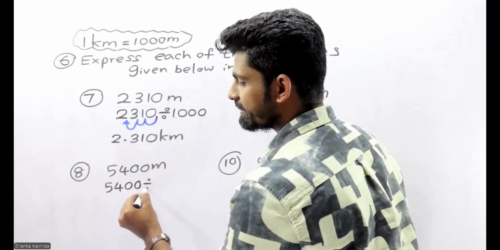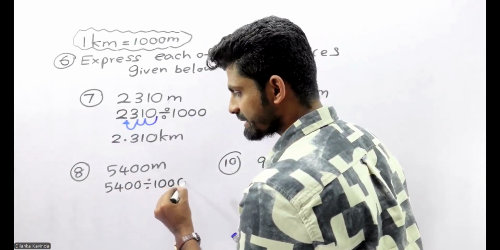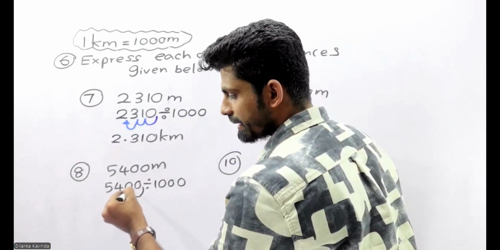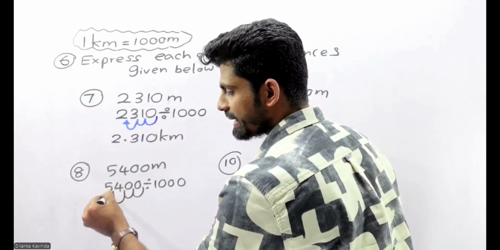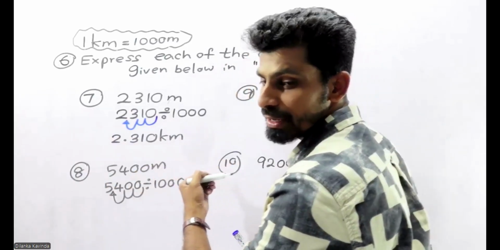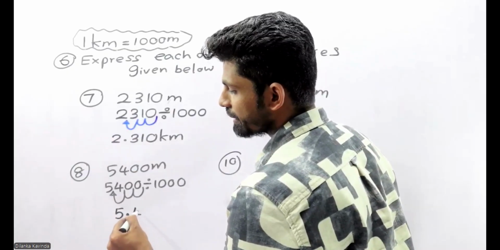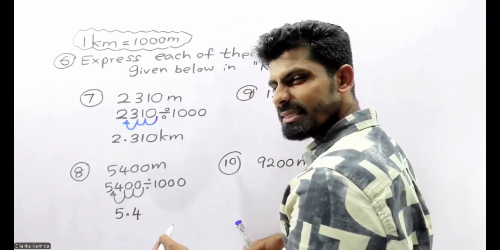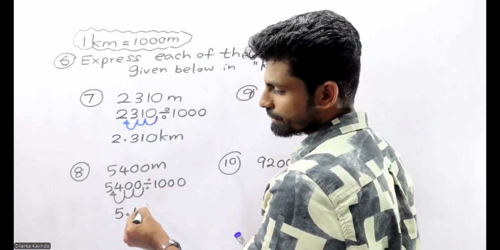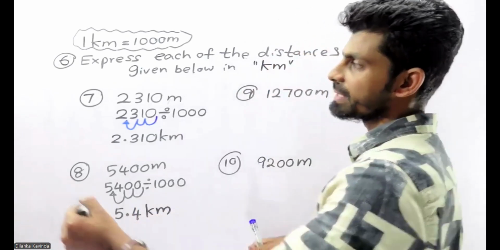5,400 divided by 1,000 means moving 1, 2, 3 decimal places to the left. So what is the answer? 5.400. No need to write down those zeros. 5.4 kilometers.